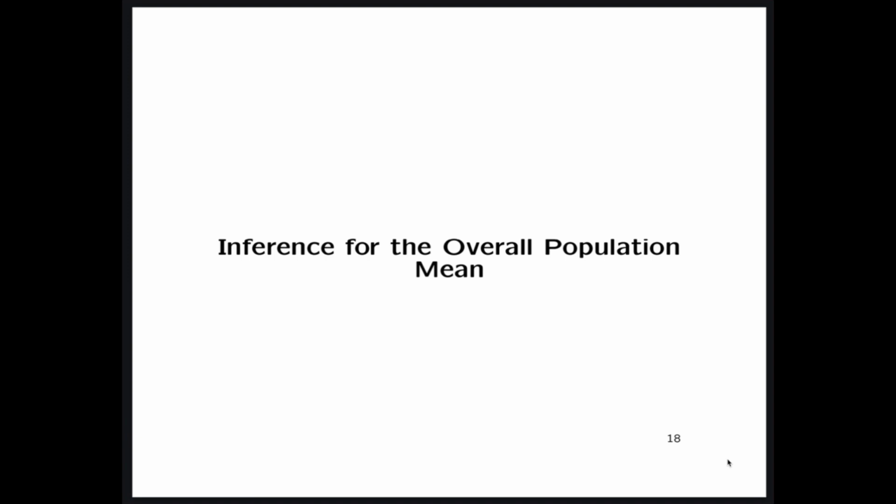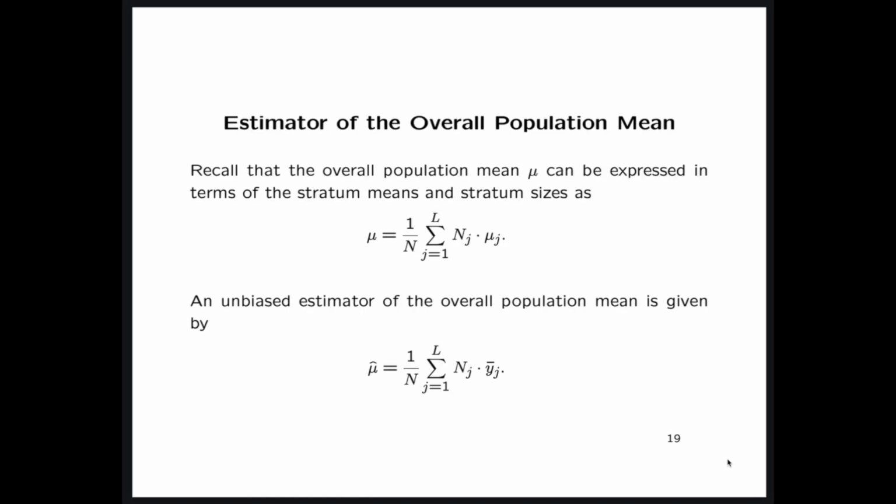All right, next what we're going to do is look at inference for the overall population mean using a stratified random sample. So the first thing we need is an estimator of the overall population mean, a point estimator in particular. Recall that the overall population mean mu can be expressed in terms of the stratum means and the stratum sizes according to this formula here: 1 over cap N times the sum, j going from 1 to cap L, so we're summing up over all the strata. And what are we adding up? Cap N sub j times mu sub j.